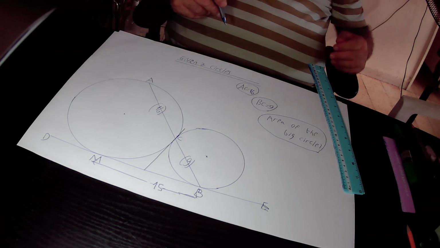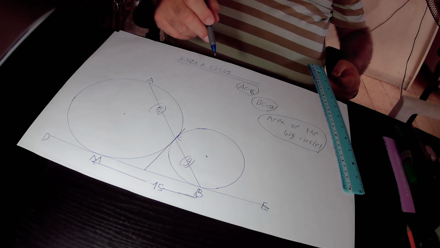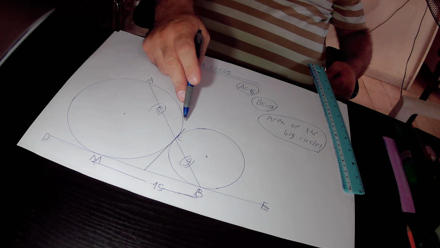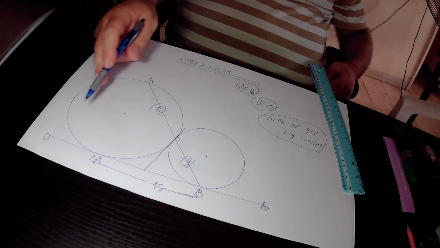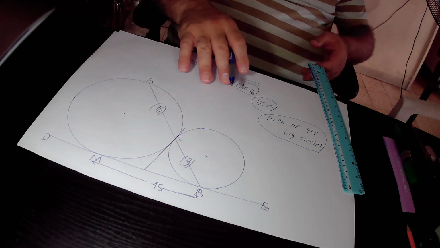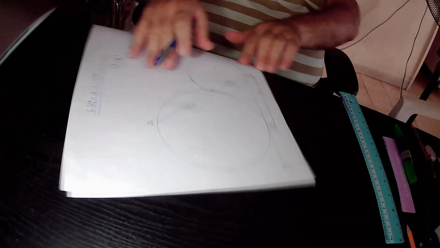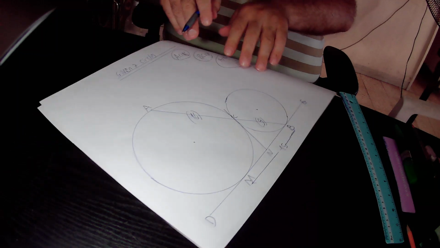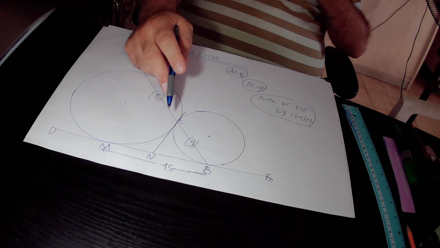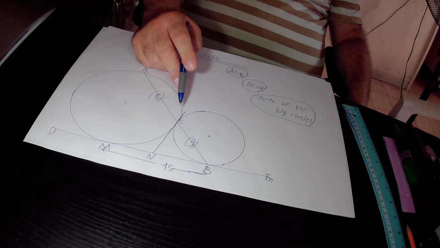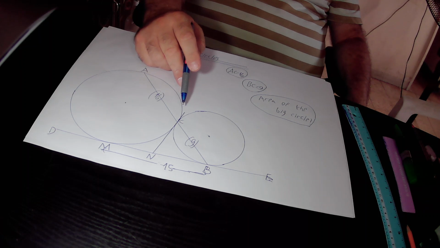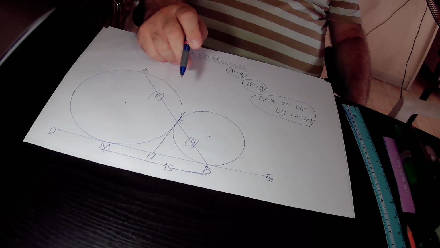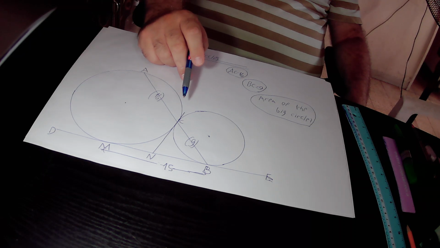And we will define the touching point of the common tangent C with tangent DE, this point is point N. Repeat again, tangent CN is a common tangent that belongs to both circles. Tangent CN is a tangent to the small circle at point C, and tangent CN is also tangent to the big circle at the same point, point C.